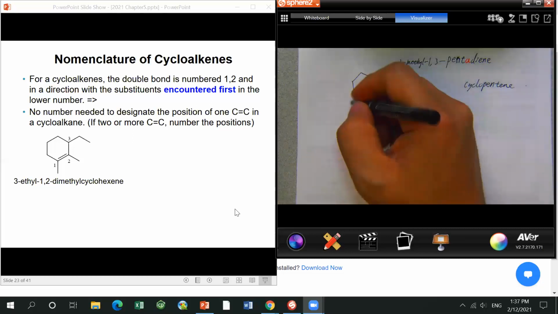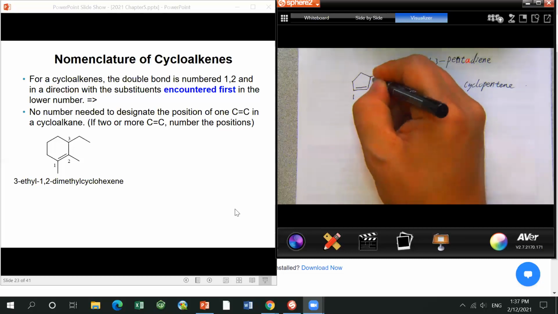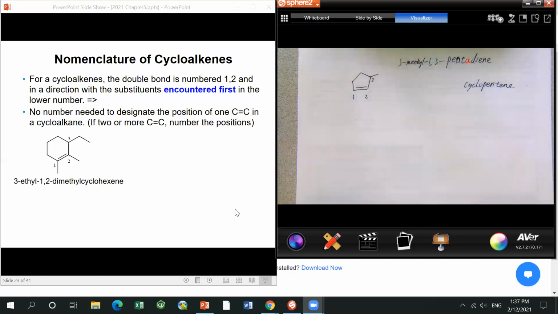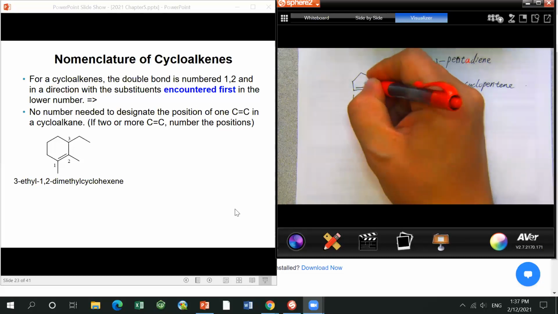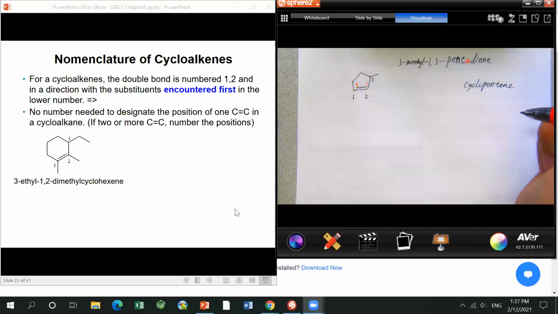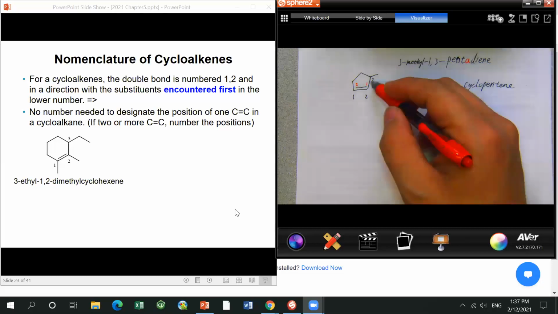One way is to go counterclockwise: 1, 2, 3, something like this. Another way is to go the other direction: 1, 2. Let's go this way. In this case you have to find the direction that gives the lowest number possible.